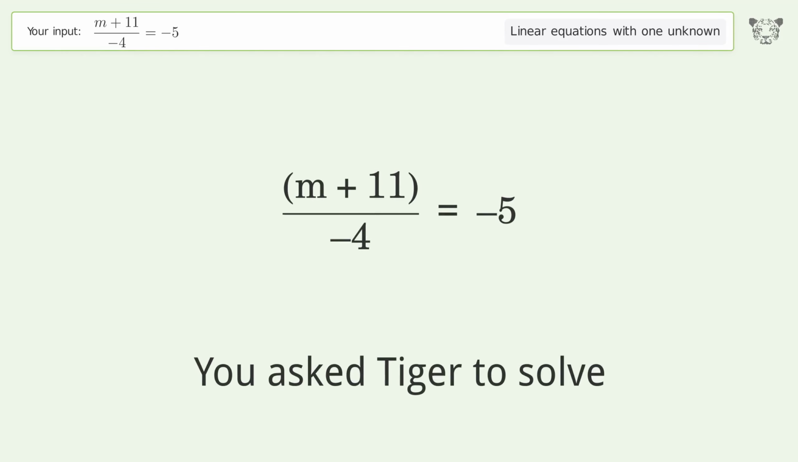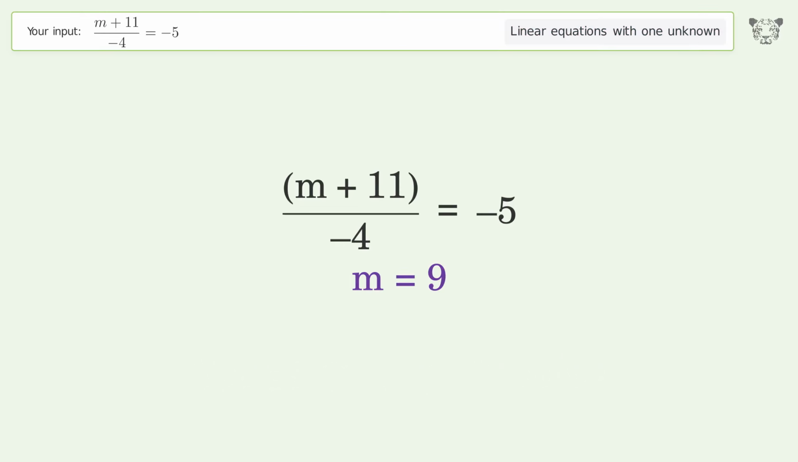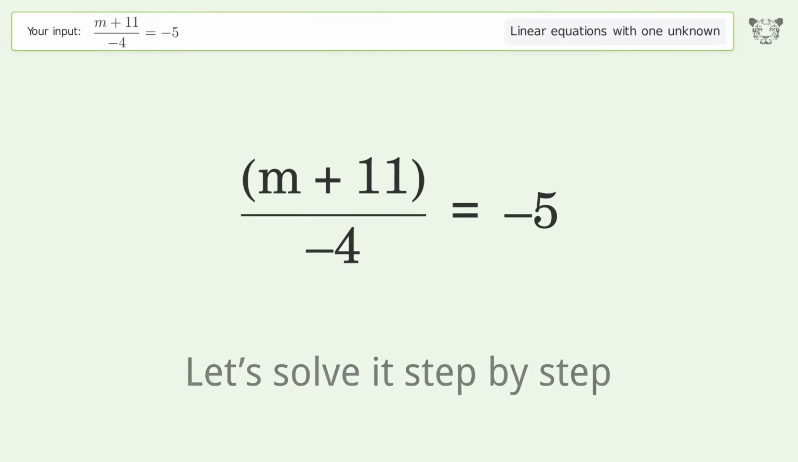You ask Tiger to solve. This deals with linear equations with one unknown. The final result is m=9. Let's solve it step by step.